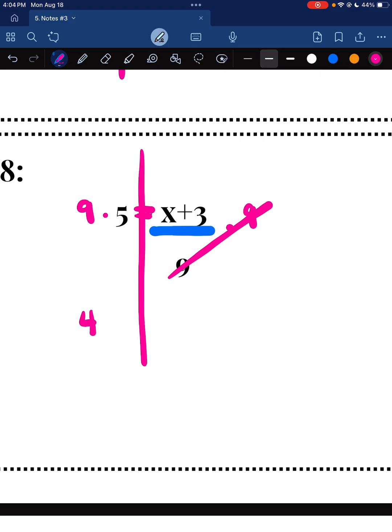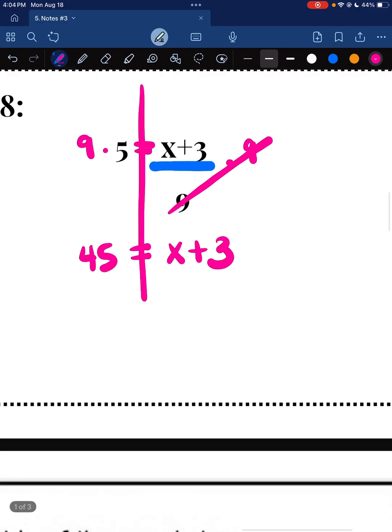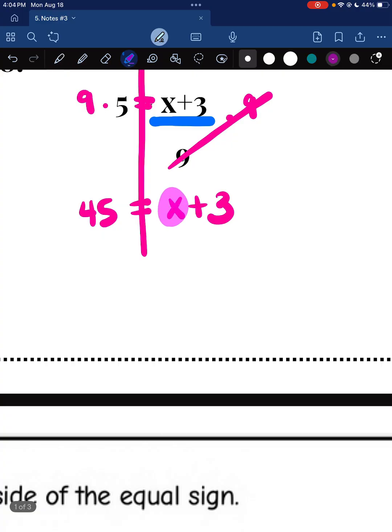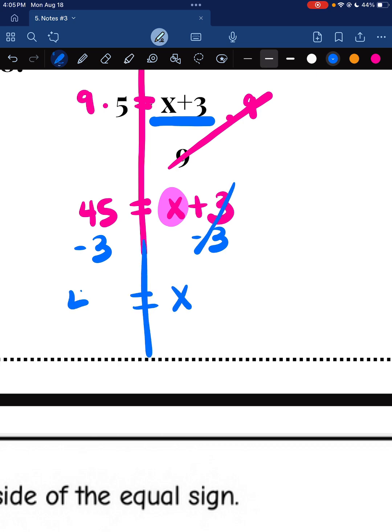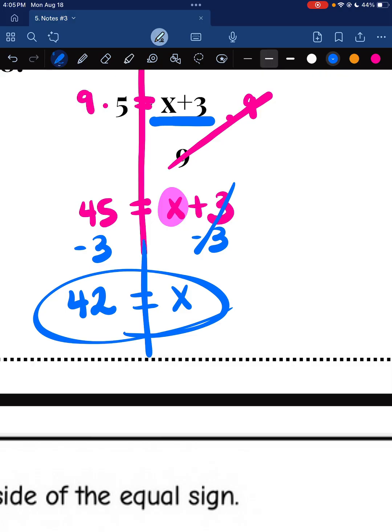So now I have 45 is equal to, that's just x plus 3. Now that I have this to get x by itself, now I get rid of the plus 3 by subtracting 3. So x is equal to 42. And it doesn't matter that the x is on the right. As long as it's by itself, that's all that matters.